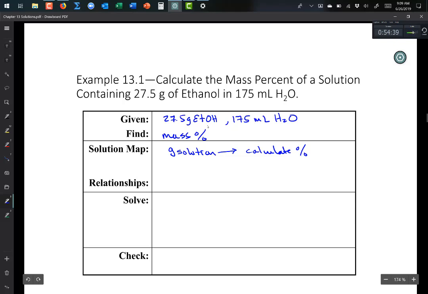Now, one of the things that we need to know, though, is this 175 milliliters. Mass percent is mass divided by mass, right? But that's milliliters. So what you need to do in a problem like this, now this one's not hard to do because it's water, but this needs to be converted over to grams.